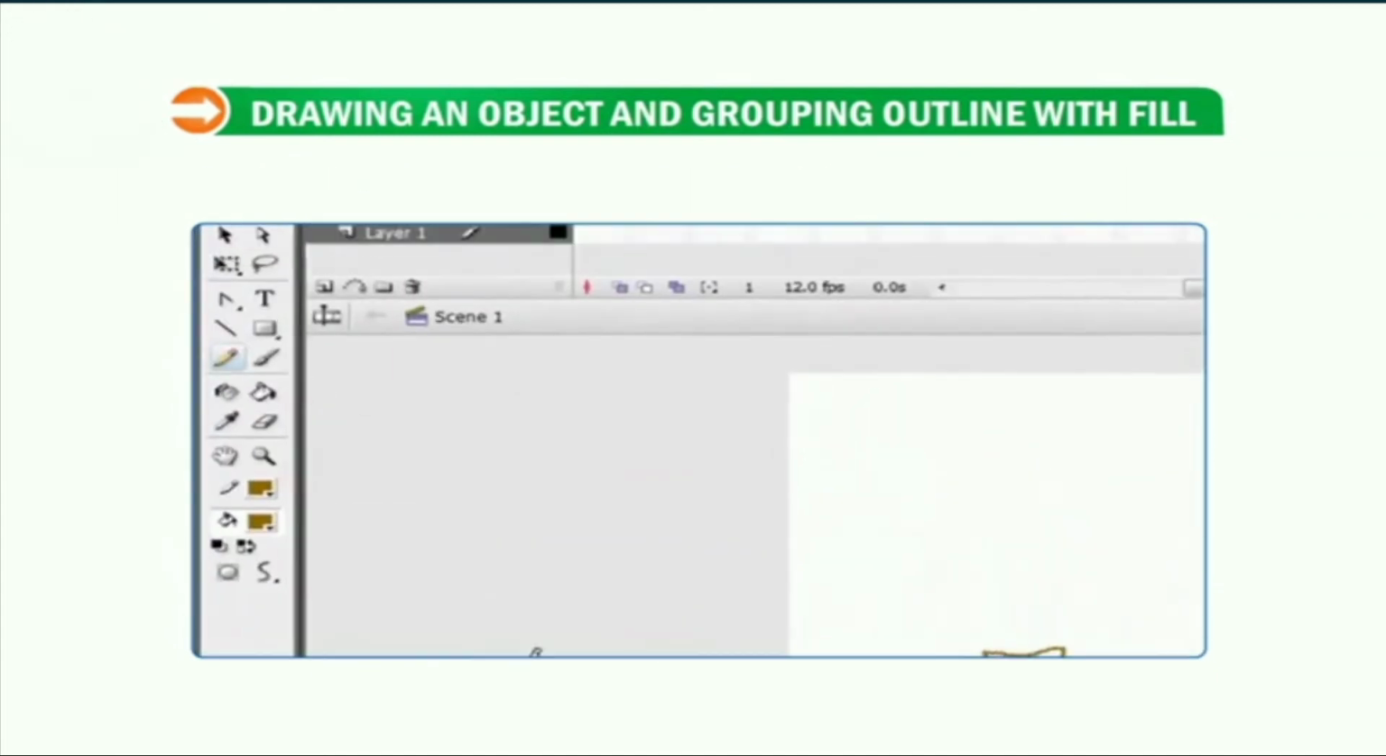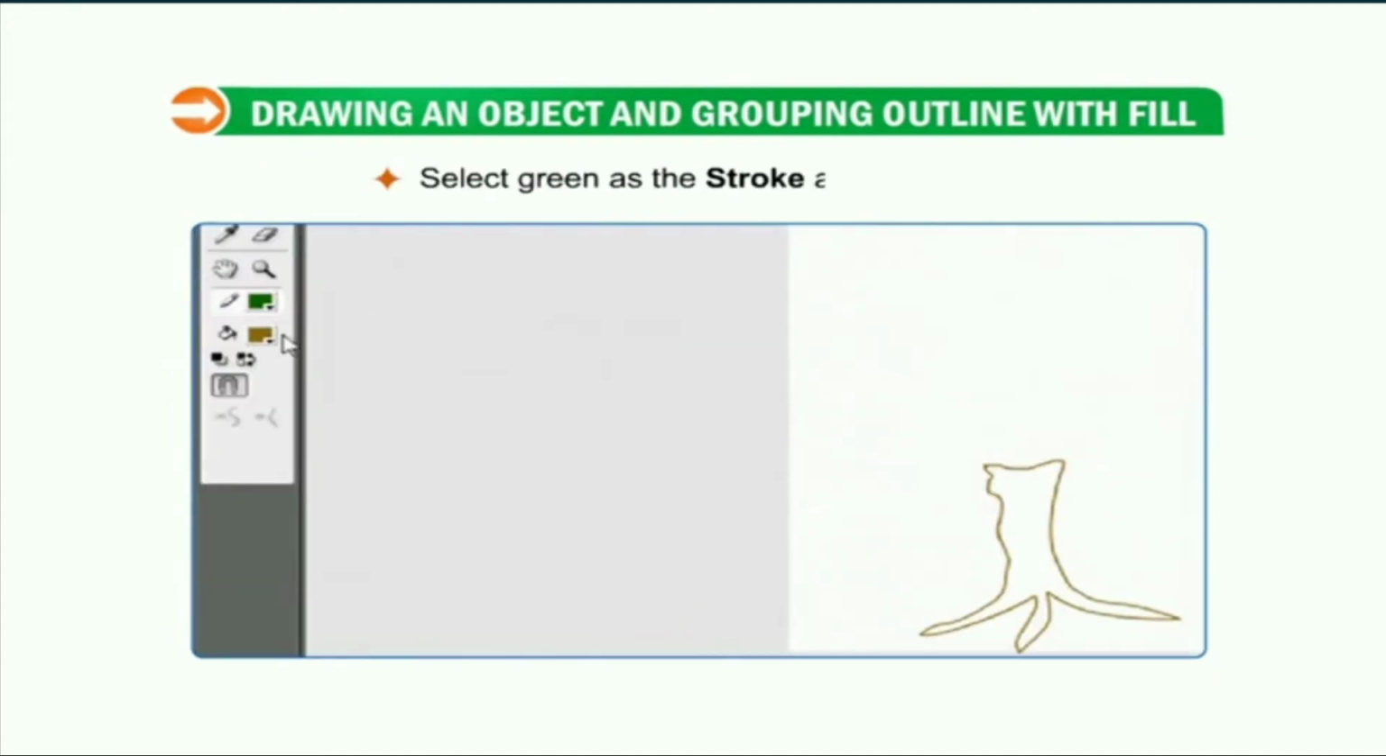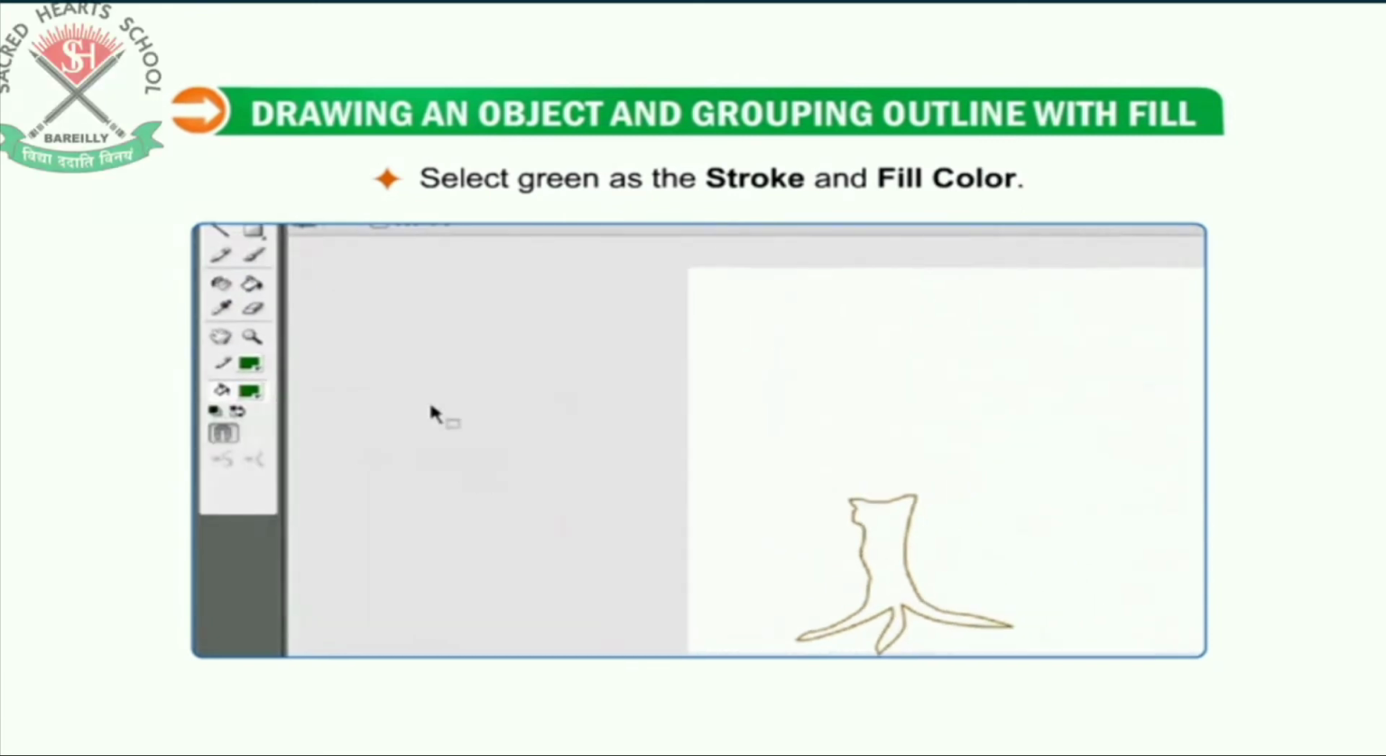Here select the Pencil tool and choose the Smooth mode, and select green as the stroke and fill color.